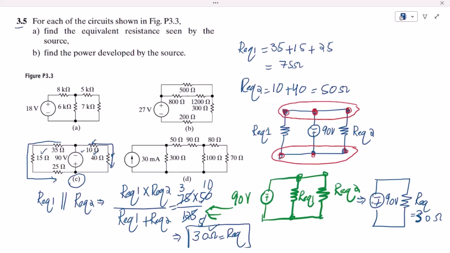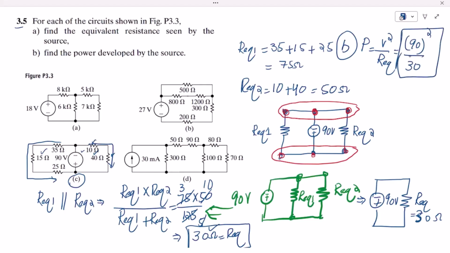In part B, as we have seen, in this series circuit the power supplied by this source is equal to the power absorbed by this resistor. So in order to find the power of it, we have to use the formula which was previously shown, that is V square divided by R equivalent. Let me put the value of it, that is 90 square divided by 30. If you calculate it, you will get the required power as it is here.